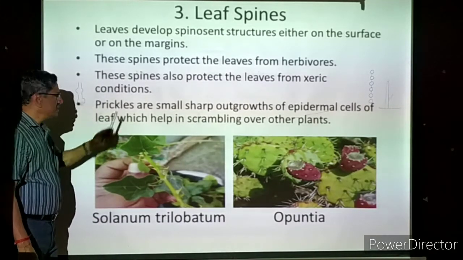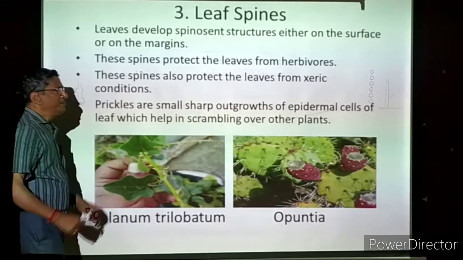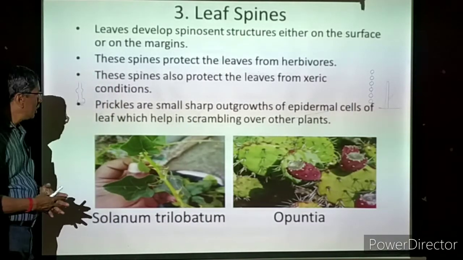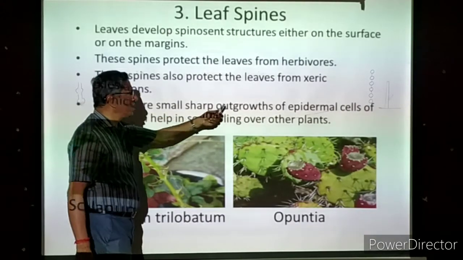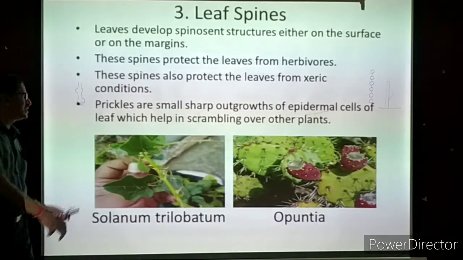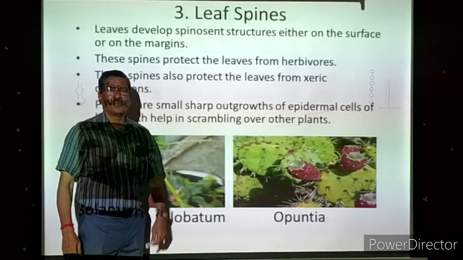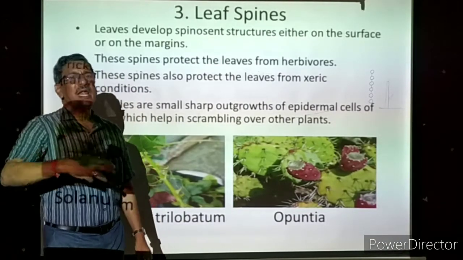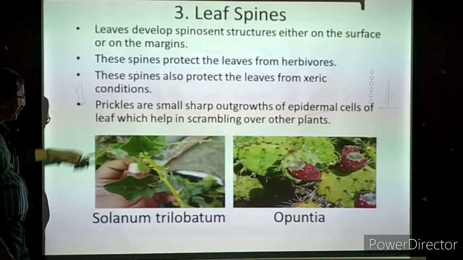Then prickles, that means thorns. Prickles are small sharp outgrowths. If they are long, we call them thorns. If they are short, we call them prickles, small sharp outgrowths of epidermal cells, the outer layer of cells of the leaf, which help in scrambling over other plants. That means they can climb over the other plants. Now this is actually the introduction for spines.